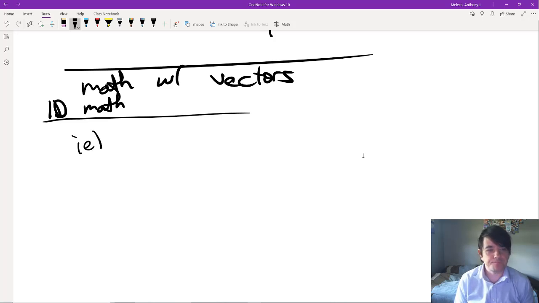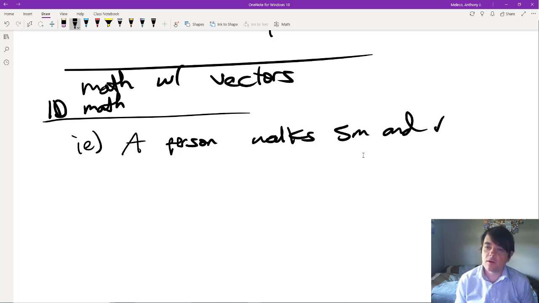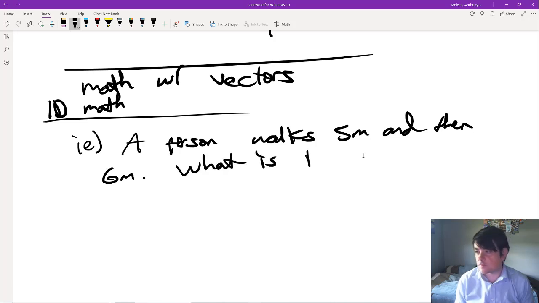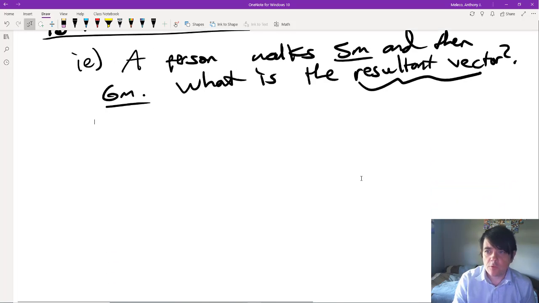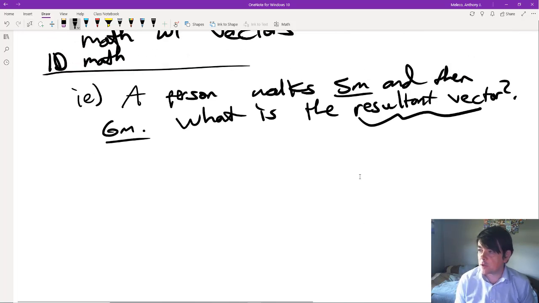So here's an example. A person walks 5 meters and then 6 meters. What is the resultant vector? I mean, it's in the name. It's the vector that results from two or more other vectors. So we want to know what is the resultant vector.